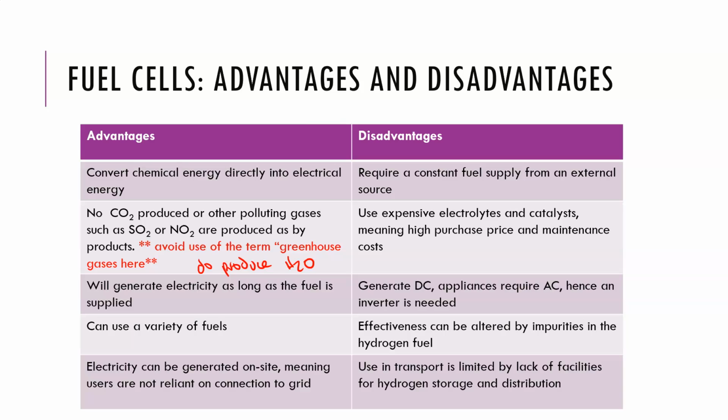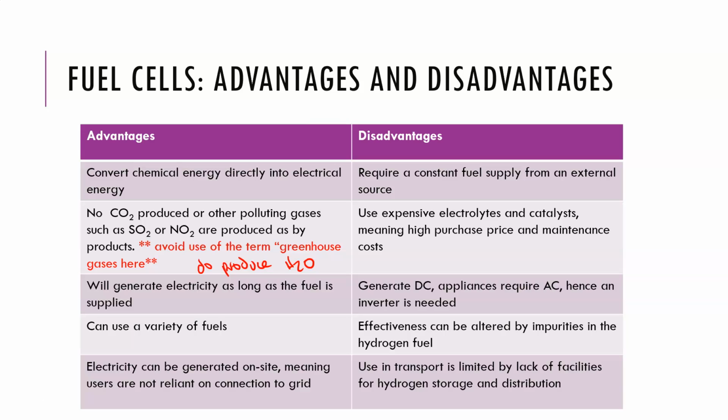One of the problems with this is while the fuel itself, the hydrogen and the oxygen, we can use oxygen from the air, is quite readily available, they do use expensive electrolytes and catalysts, which means that the initial purchase price and maintenance cost of these cells is high. They generate electricity as long as the fuel is supplied, so they won't go flat. So as long as you can supply fuel, they will generate electricity.